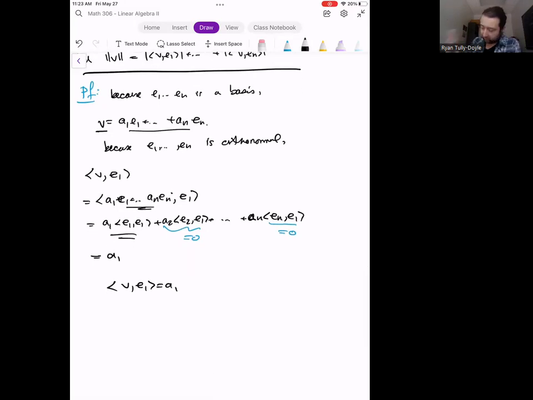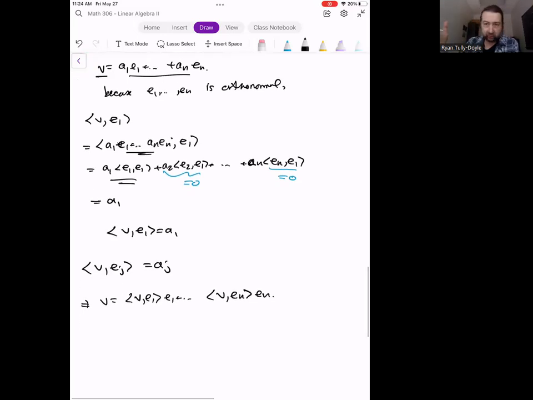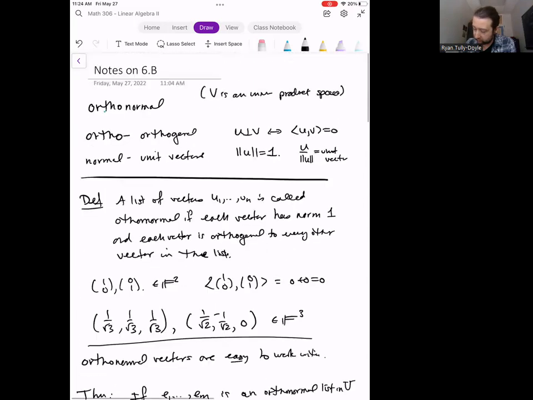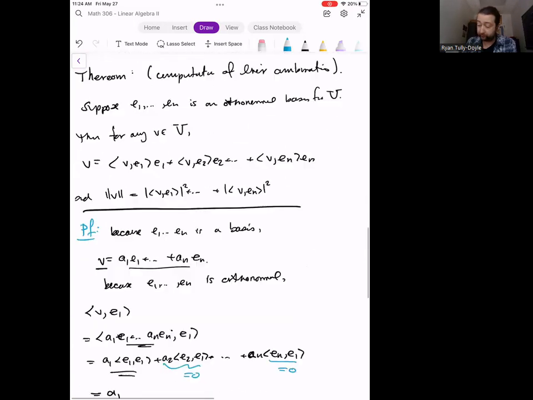And you can repeat that process with all of the rest of the Ai's. In general, what you'll get with this computation is that V comma Ej is equal to Aj. And that gives the argument. This implies that V is equal to V comma E1 times E1, out to V comma En times En. And then the fact that the norm statement of the theorem holds is a consequence of this theorem right here. So this theorem gives us the second consequence. Okay.